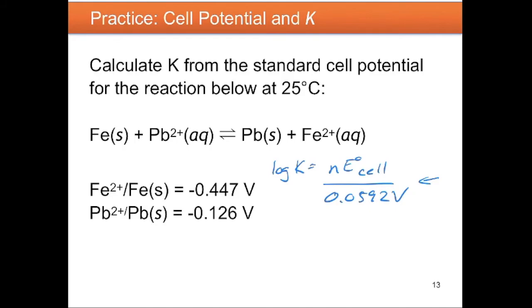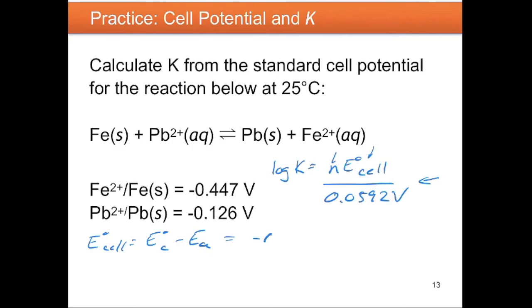We need n, the number of electrons transferred. We need the standard cell potential. And we've done standard cell potential before, so we can do that first. E cell equals E cathode minus E anode. And just like in the previous example, we have to determine which one is the anode and which one's the cathode. Remember, the cathode is the one that's the most positive, the anode is the one that's most negative. In this case, both of them are negative, but the one that is the most positive is the lead. So that's going to be the cathode.